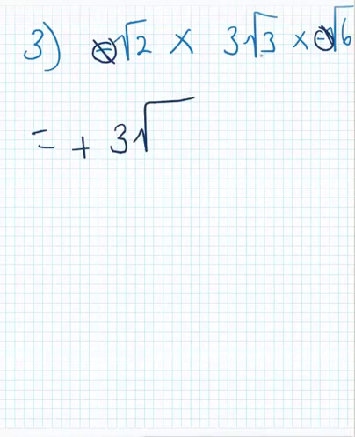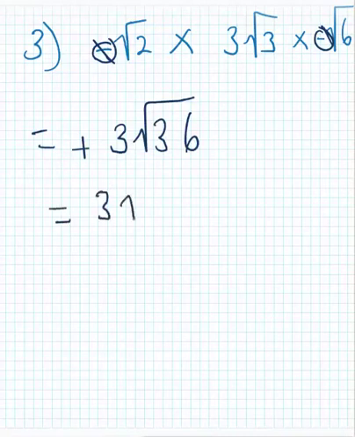2 times 3 is 6, and 2 times 3 is 6, and 6 times 6 is 36. Okay, now that positive can be invisible, and we end up with this. Now, please make sure you double check what you have, and we notice we have the square root of 36, and this can be simplified.